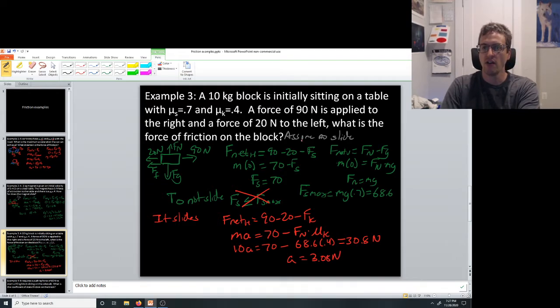So to find out if something slides, assume it doesn't slide. Assume it's no sliding at all. Figure out what the force of static friction is, and then compare that to the maximum. If it's less than the maximum, then you were right, it won't slide. If it's more than the maximum, then you were wrong and it will slide, and then you go to kinetic friction.